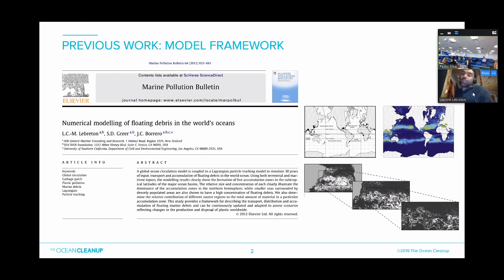All the framework is explained there. We had some improvements along the years with new data coming, especially for source scenarios and so on. But this is basically the main model we're using.